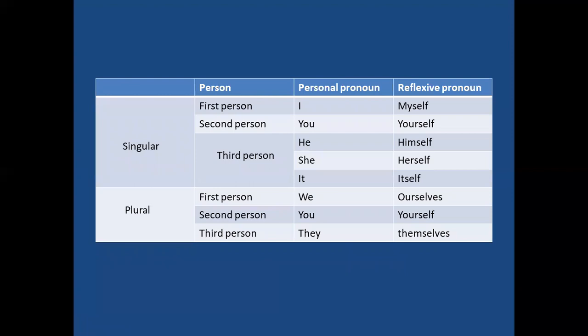Now, kinds of reflexive pronouns. I, myself, you, yourself, he, himself, she, herself, it, itself, we, ourselves, you, yourselves, they, themselves. Again, to remind you, emphatic pronouns give emphasis to a person or a thing. Reflexive pronouns are used as an object, and when the object is the same as the subject.